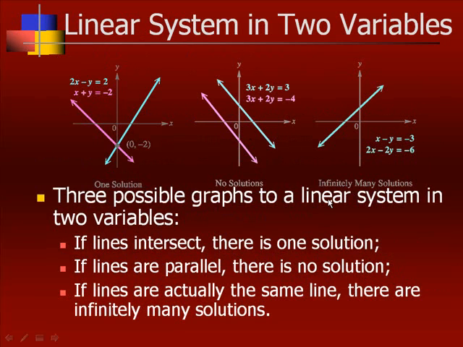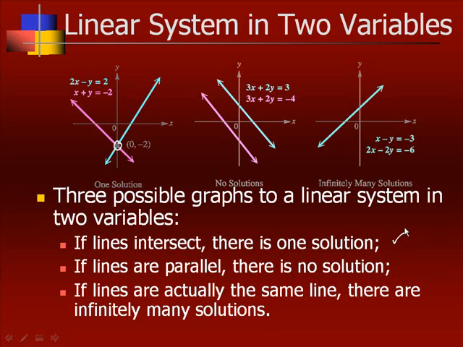Now, when we solve a linear system in two variables by the graphing method, there are three possible graphs that we may come up with. The first one is if you graph the first equation and then you graph the second equation, the point where the two lines intersect is your solution. So that's case 1.